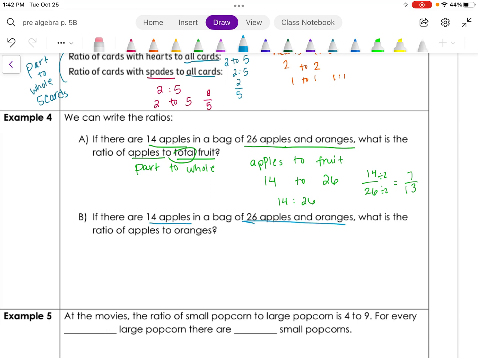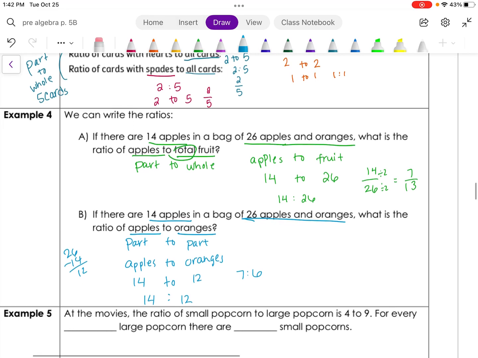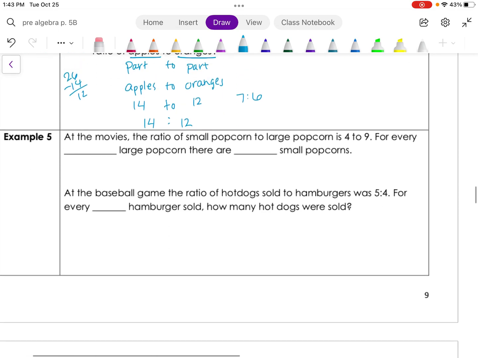Now, if there are 14 apples in a bag of 26 apples and oranges, what is the ratio of apples to oranges? All right, well, this is a part to part because part of our fruit is apples and part is oranges. So if we have 14 apples and 26 total, 26 minus 14 would be 12. So this is 14 apples to 12 oranges, which we could also write as 14-to-12. Or we could simplify this to 7-to-6. 7 apples to every 6 oranges. We can't write this as a fraction because it's a part-to-part relationship.